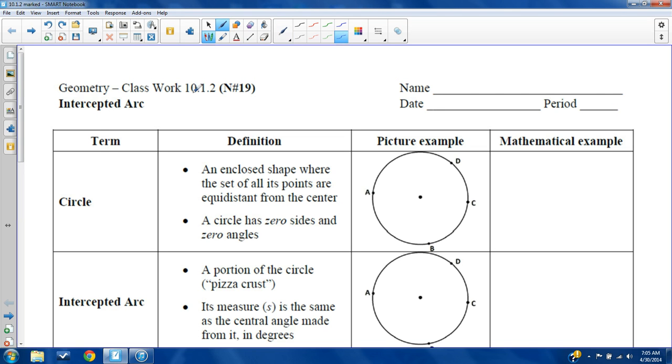Looking at section 10.1.2 here. It's on intercepted arcs. This should probably have an S here for arcs. And we're looking at circles. I'm actually working backwards a little bit. I'm not doing 10.1.1 first. That'll be the next lecture.